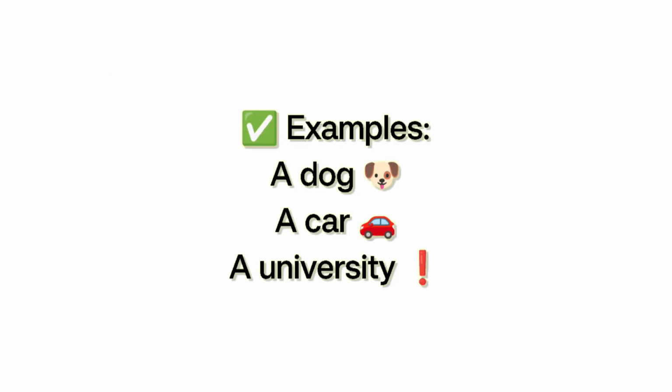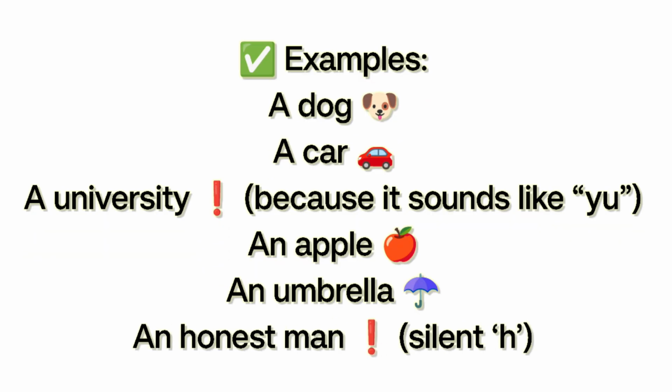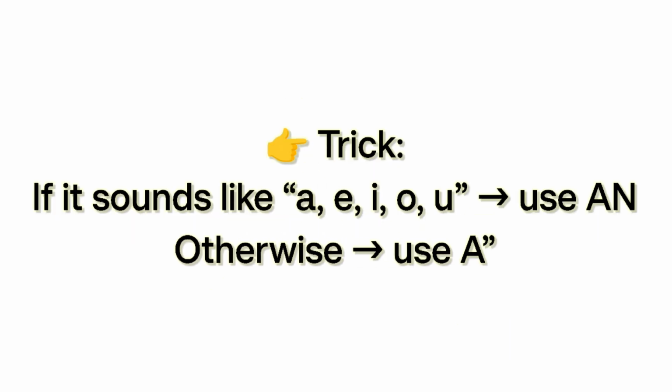Examples: a dog, a car, a university, because it sounds like "you"; an apple, an umbrella, an honest man, silent H. Trick: if it sounds like A-E-I-O-U, use "an". Otherwise, use "a".